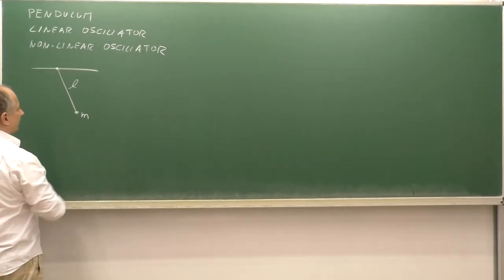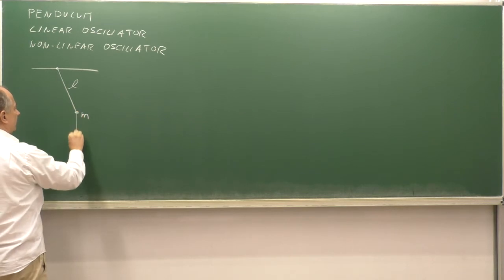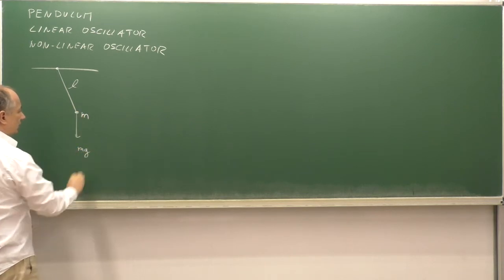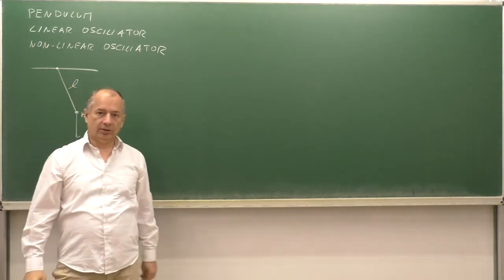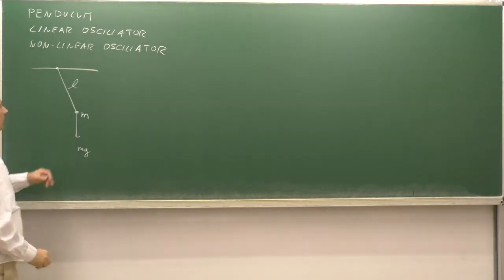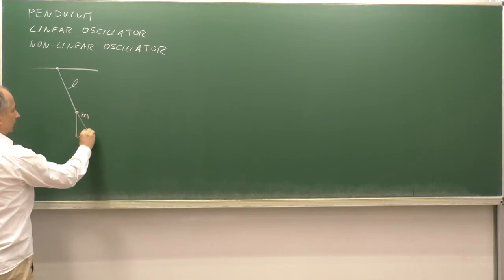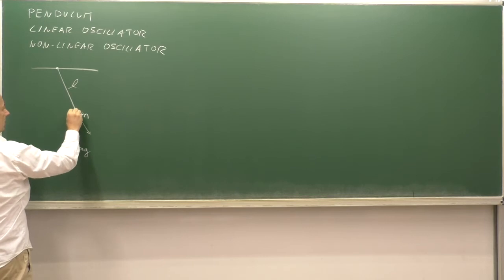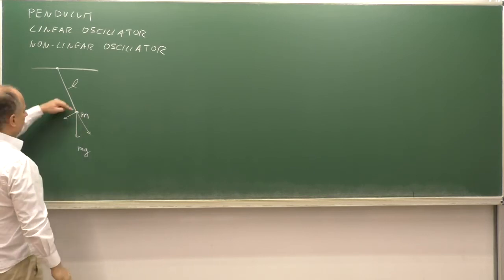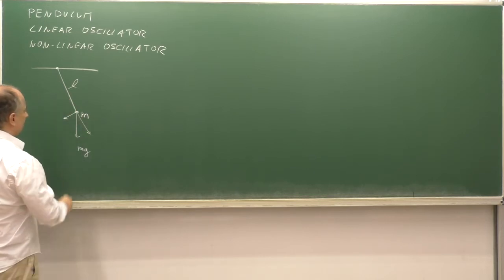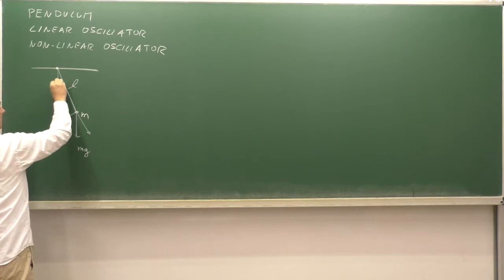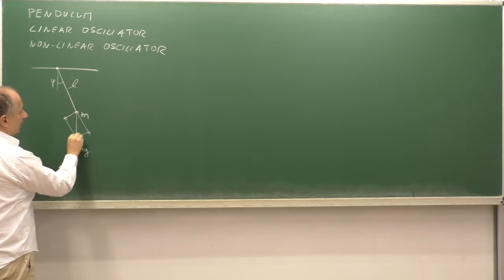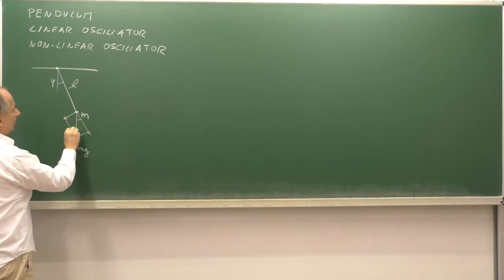We are in the gravitational field, so we have some gravity, m times g, the force acting down. And this force can be decomposed into two forces. This is cancelled by this arm, and this force makes the point go back. If we describe the position by the angle phi, then the angle phi is also here and also here.